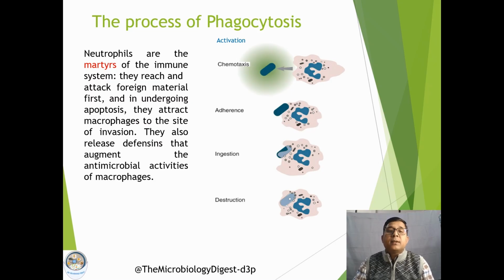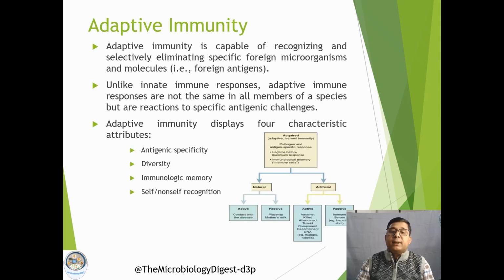So as we have discussed, phagocytosis has some discrete stages: activation, then chemotaxis, adherence, ingestion, and finally the destruction. Now, the next type of immunity is the adaptive immunity. Adaptive immunity is also called specific immunity. It is capable of recognizing selectively and it can eliminate specific foreign microorganisms as well as molecules. So it is different from the innate immune response.